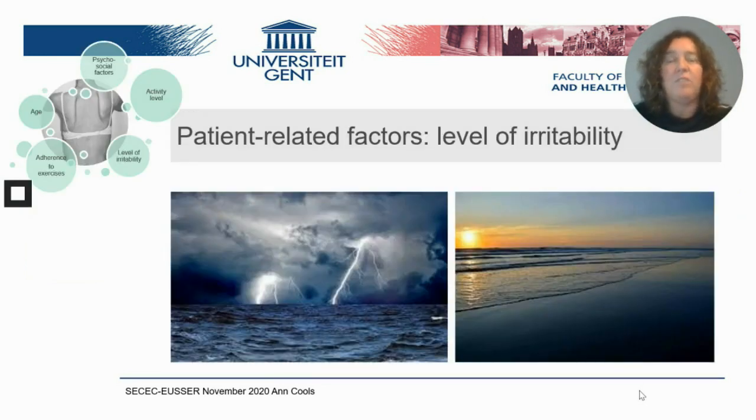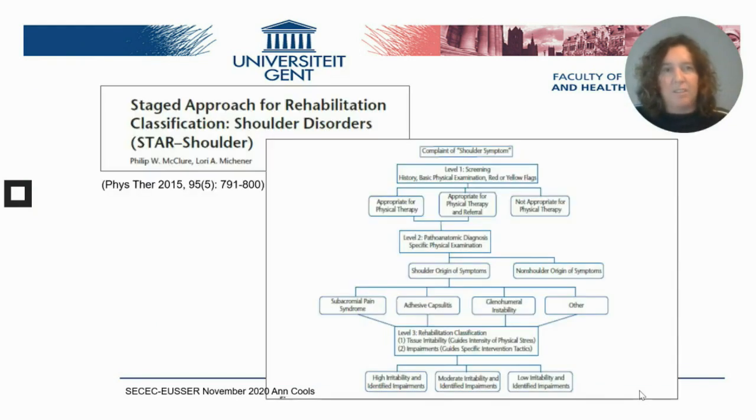Regarding the patient-related factors, I would like to talk to you briefly about the level of irritability, determining the choice of exercises. Now, an interesting paper was published in 2015, which is called the STAR shoulder, the staged approach for rehabilitation classification. There, the author starts with the clinical entity of shoulder symptoms, which we always screen for the first time to see whether a patient is appropriate for physical therapy or not.